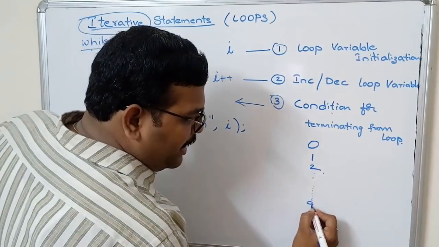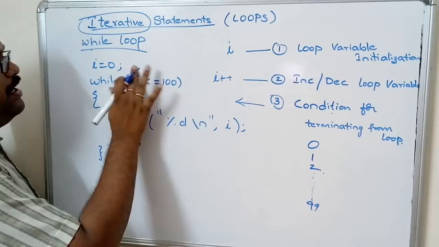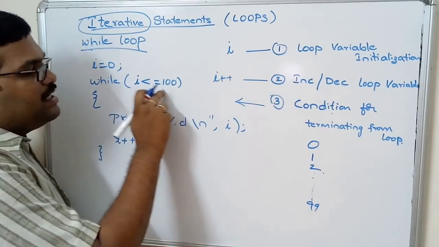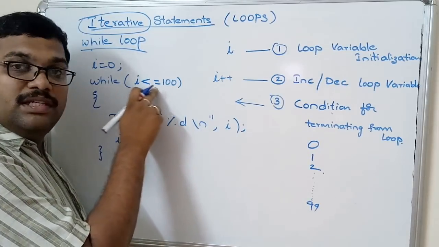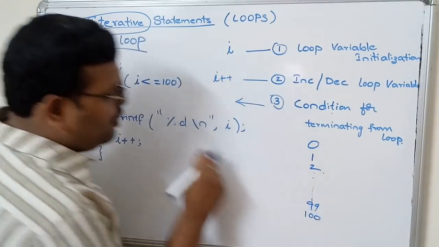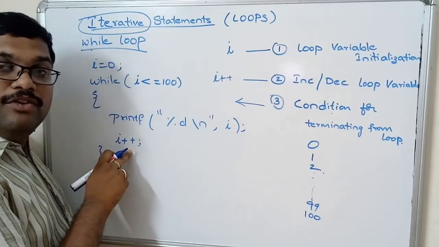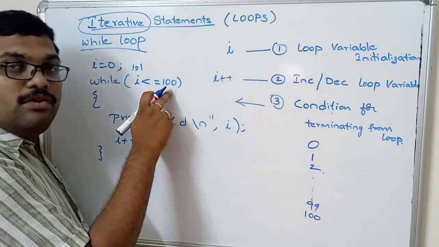So let us take 99 is printed. I is equal to 99, so I plus plus, that means 100. I less than or equal to 100, the condition is true because we have used less than or equal to. So again print the 100. I plus plus makes 101, the I value is 101. Now 101 less than or equal to 100.